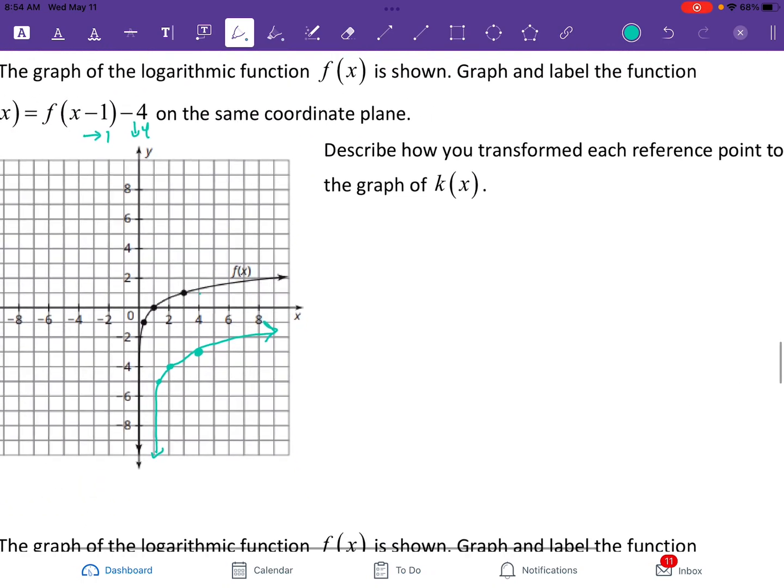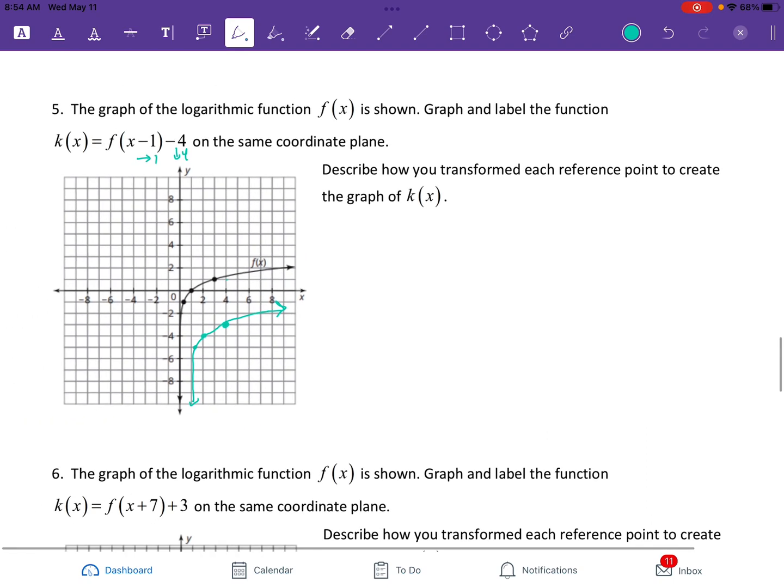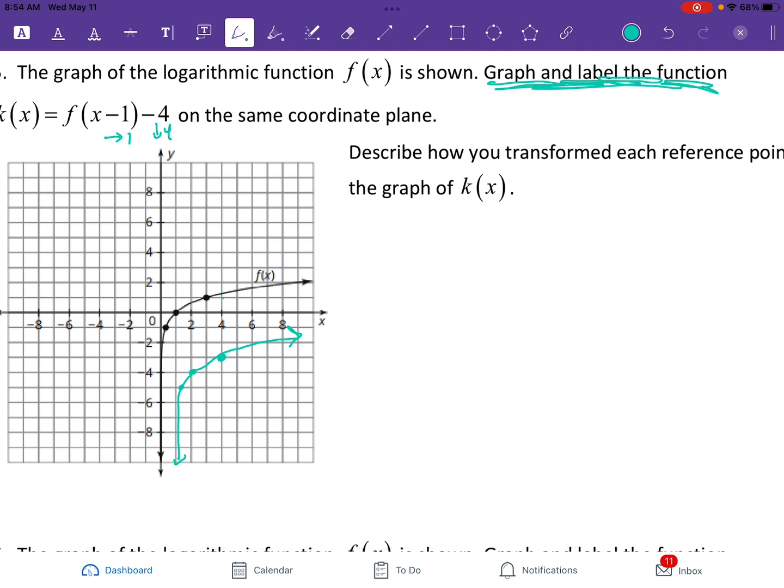Okay. Now it says describe how you transformed each reference point to create the graph of k of x. Oh, sorry. We're supposed to graph. All right, make sure you read the direction. It says graph and label the function. So we did graph it, we didn't label it. It's supposed to be k of x. So make sure we do that.